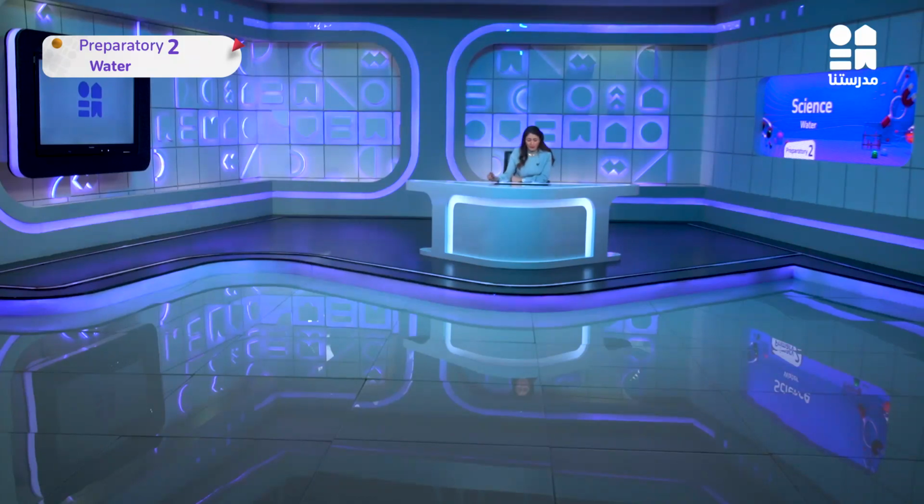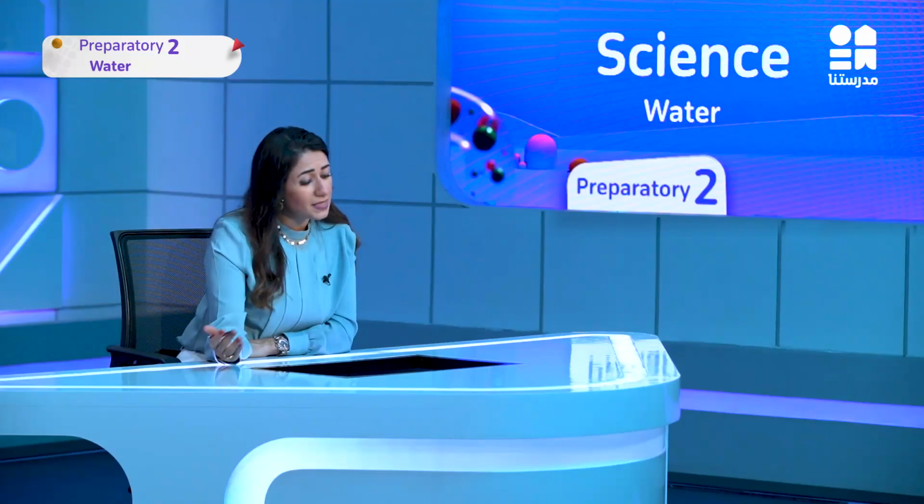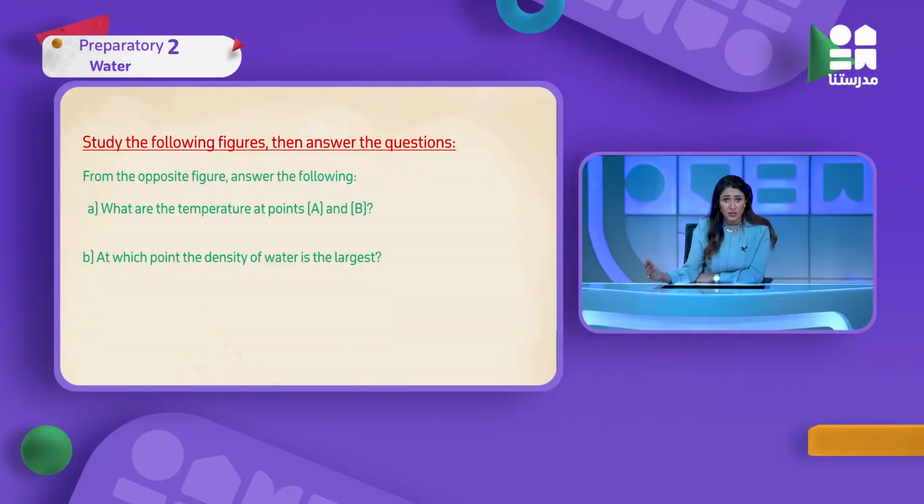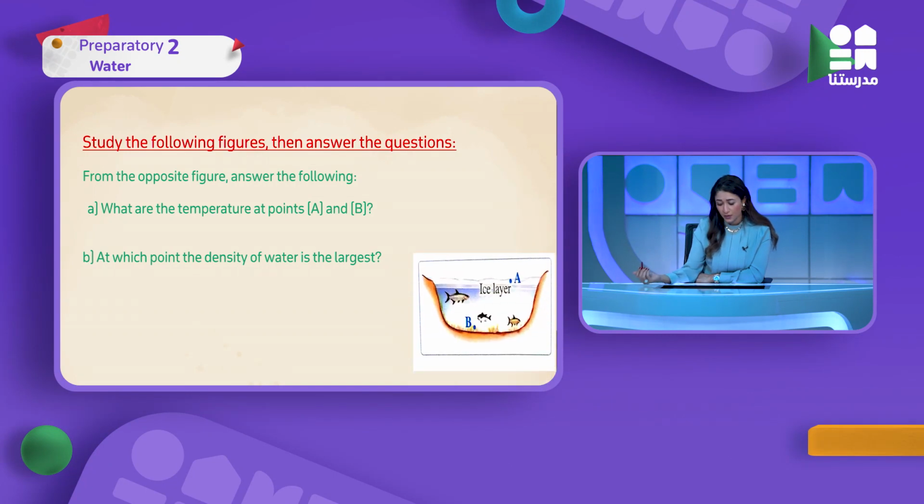طيب, تعالوا نشوف معانا آخر سؤال النهاردة. Study the following figures, then answer the questions. What is our figure? This figure represents a pond. There are fishes alive down here and there's an ice layer at the top. في ice layer at the top here at point A, this part. And this part, the aquatic creatures are alive.